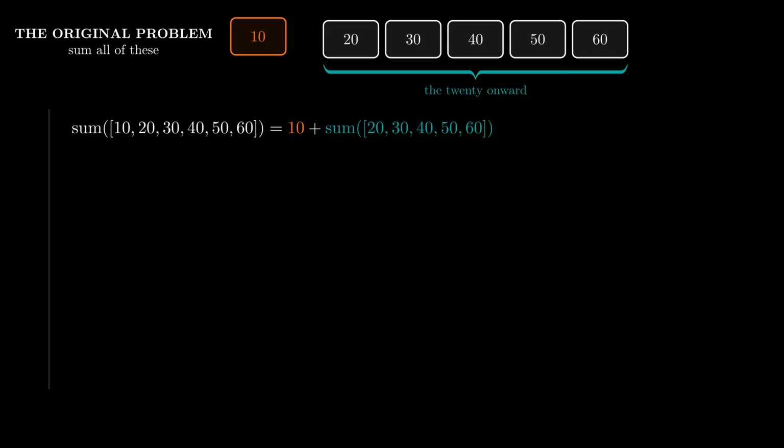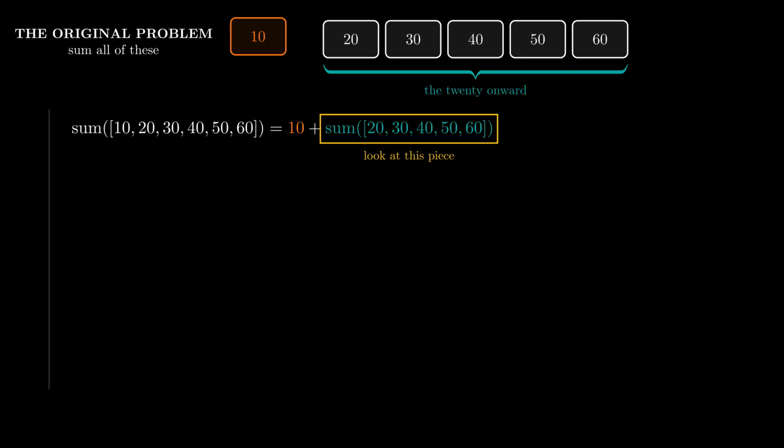Before writing any code, we walk the recursive idea through by hand. Take the list 10, 20, 30, 40, 50, 60, and ask for the sum of all its elements. That is the original problem. Pull out the first element, 10, and consider the remaining elements, the 20 onward, as a list of their own. If I knew the sum of everything from 20 onward, the sum of the original list would be 10 plus that sum.